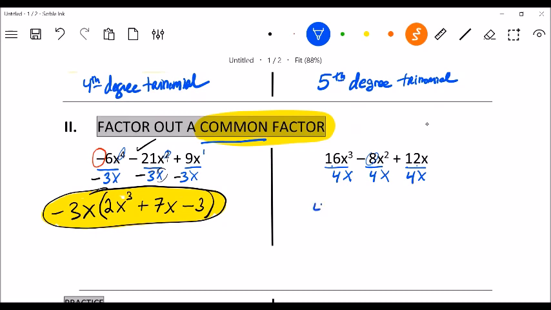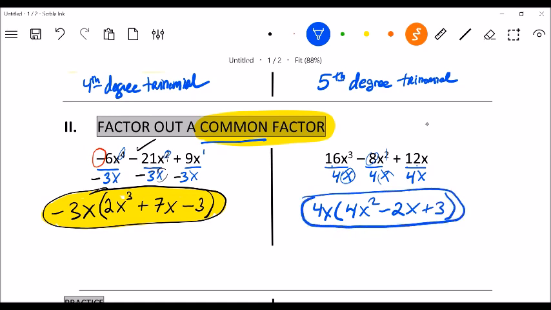Now we would put that 4x in front and put the results after we divide. 4 goes into 16 4 times. This x cancels out one of the x's above, so it's x squared. 4 goes into 8 twice, and it's negative because one's negative and one's positive. And this x cancels out one of the ones above, so there's only one left. And the last one, there's 3, and no x's because they cancel. And that gives this answer.